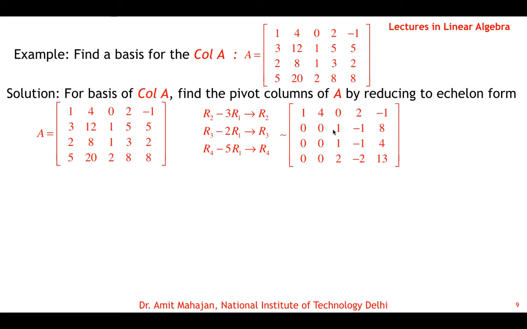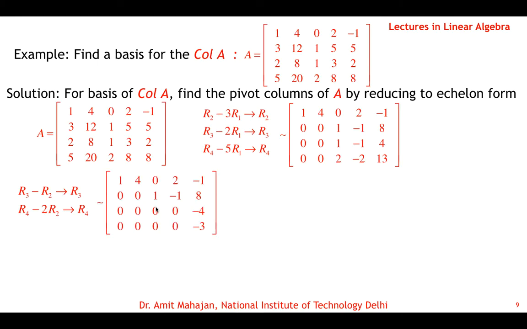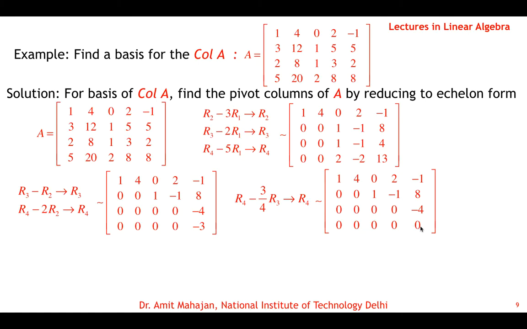So apply row 3 minus row 2, impact at row 3, and row 4 minus 2 times row 2, impact at row 4, okay. So apply these two operations, reducing these two elements to 0. And now in the third row, you see that this element is the leading element, so you can use this to make the last element 0. So apply row 4 minus 3 by 4 times row 3, impact on row 4, and so this last element will become 0.